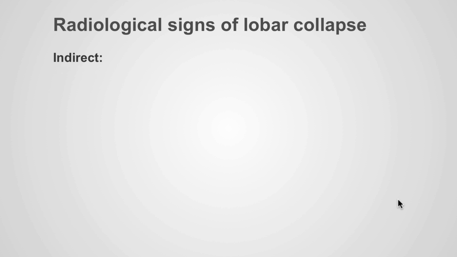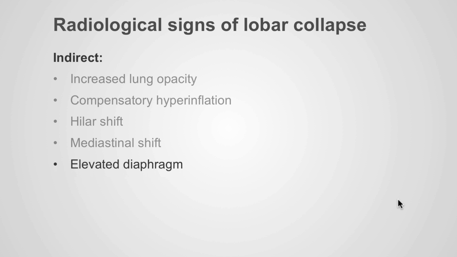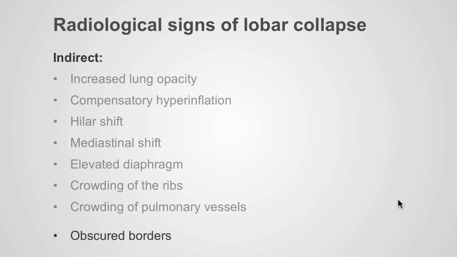The indirect signs of collapse include increased lung opacity, compensatory hyperinflation, hilar shift, mediastinal shift, elevated diaphragm, crowding of the ribs, crowding of the pulmonary vessels, or obscured borders of anatomical structures. Keeping these signs in mind, we will now review collapse of the right lobes.